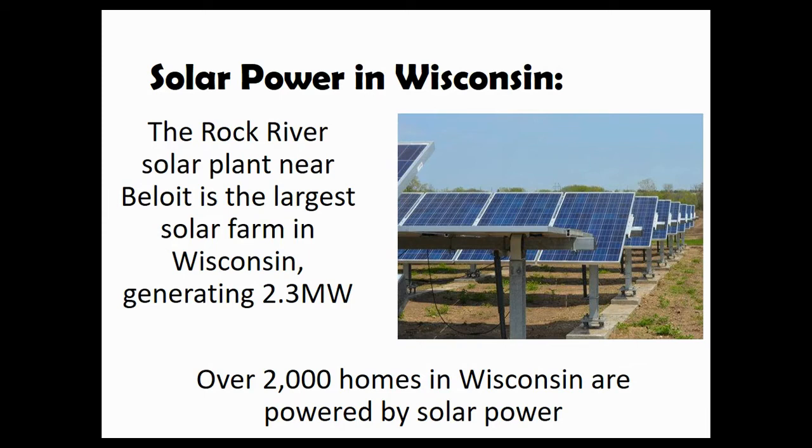The largest solar power plant in Wisconsin is the Rock River Solar Plant near Beloit. It generates 2.3 megawatts of power. Over 2,000 homes in Wisconsin are powered by solar power.